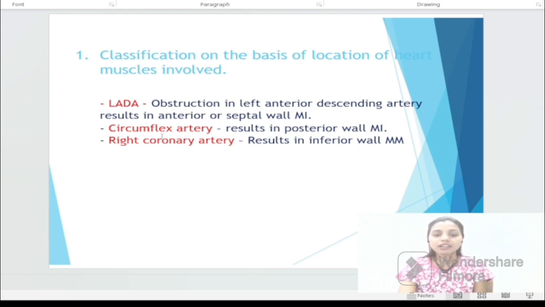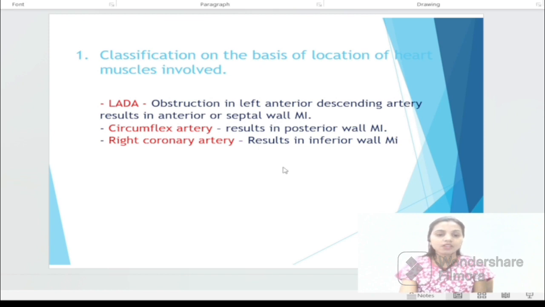So the next one is the circumflex artery. Okay, so circumflex artery involvement results in posterior wall MI. If necrosis and ischemia are involved in the circumflex artery, it results in posterior wall MI. If this artery is infarcted, it causes posterior wall MI. So the next one is the right coronary artery. Okay, so if the right coronary artery is infarcted, it results in inferior wall MI. Okay, so this is MI.